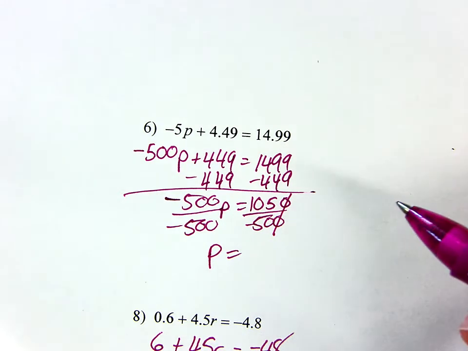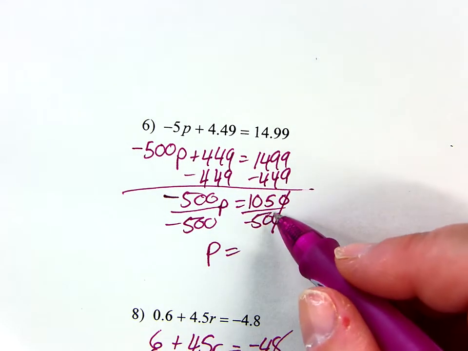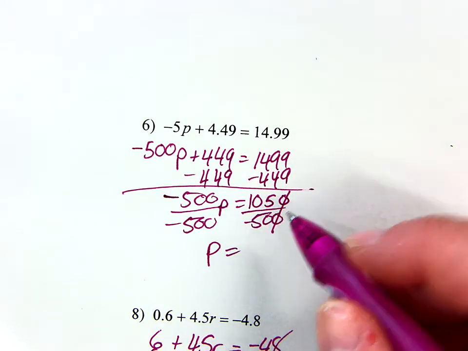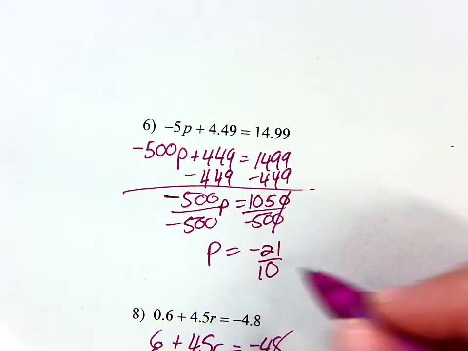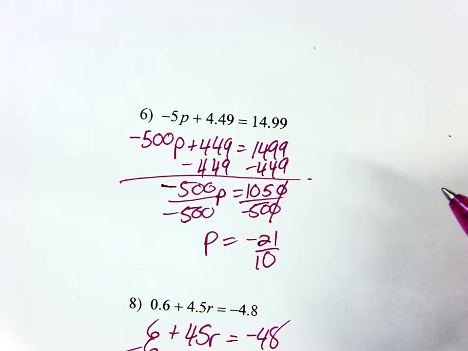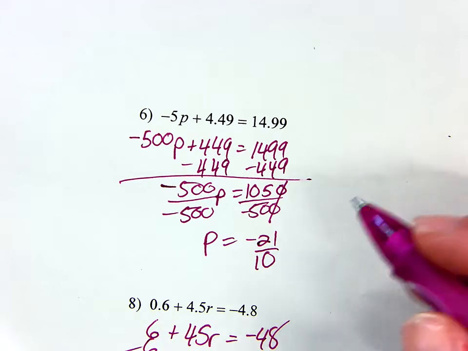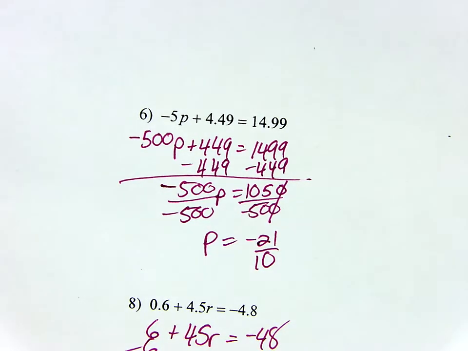Yep, we can cross off the zeros right away. Now I have 105 over 50. 5 goes into both, right? 21 over 10. Oh, wait, no, you're right. That should be it. Okay. So, easy enough. If they're just decimals, just move them over.